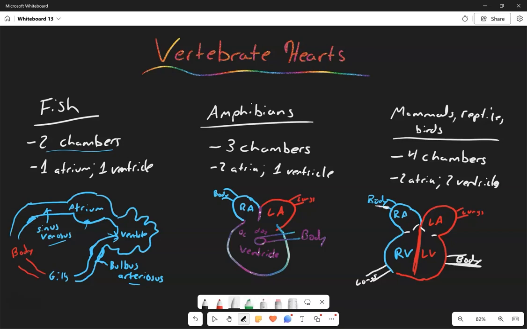It's going to return into the right atrium to the right ventricle, out to the lungs, from the lungs into the left atrium, from the left atrium to the left ventricle, out to the body, and repeat. So those are the basics of the different types of vertebrate hearts.